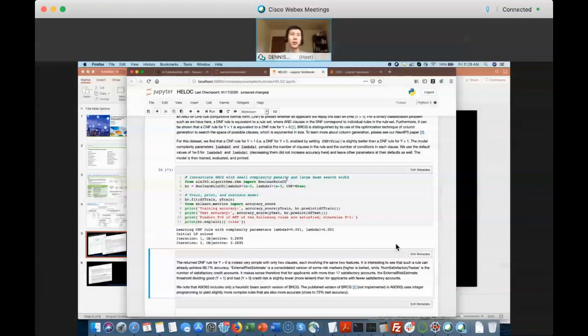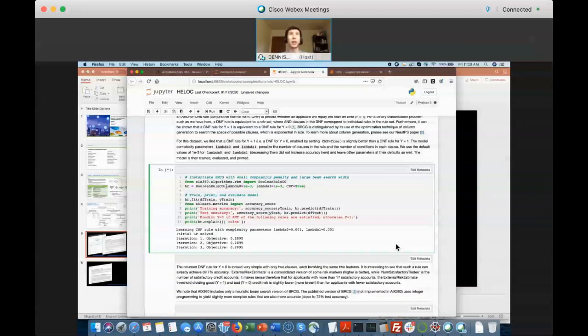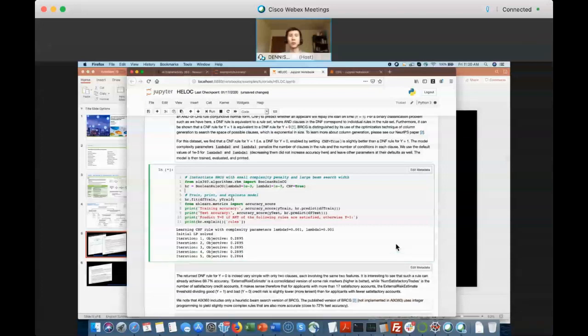And these lambda 0, lambda 1 parameters that were used to instantiate the model were selected ahead of time to provide a good trade-off between the accuracy of these rules and their complexity. With many of these directly interpretable methods, you have a trade-off between how complex your model is, in this case how many rules it contains and how long they are, and how accurate they are in predicting the outcome.